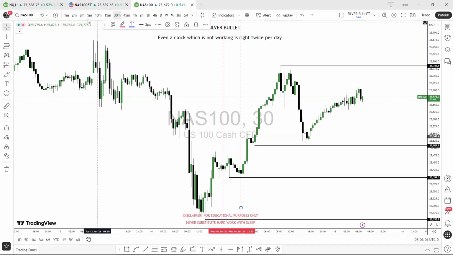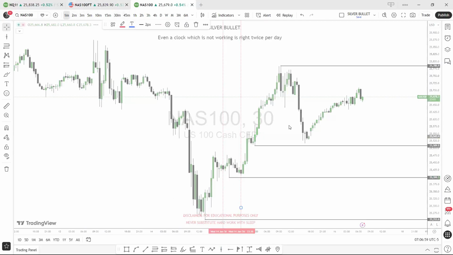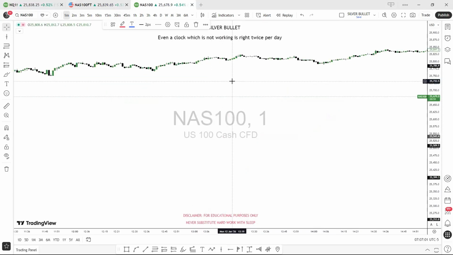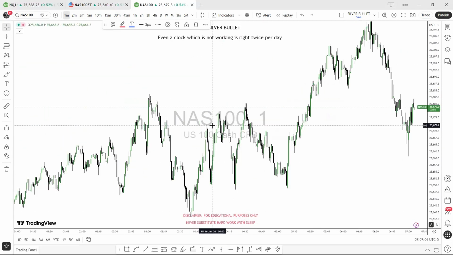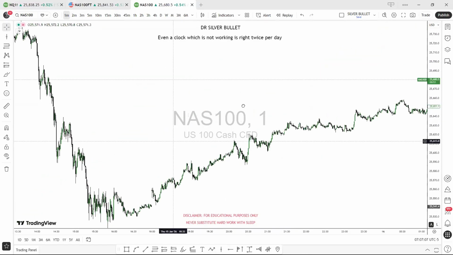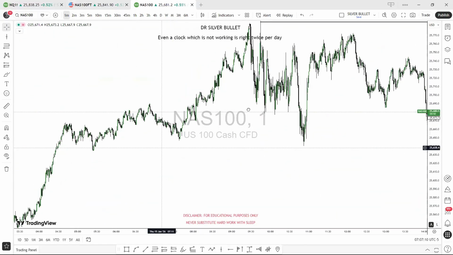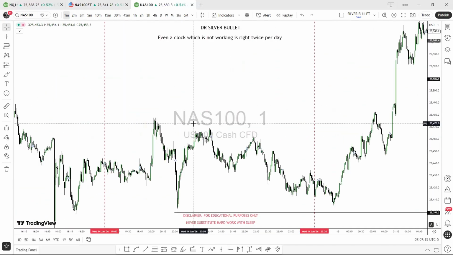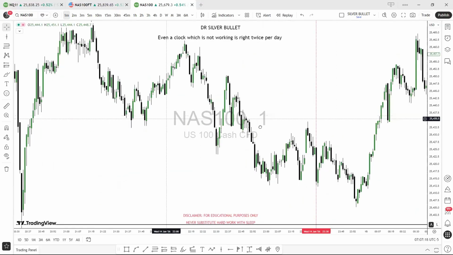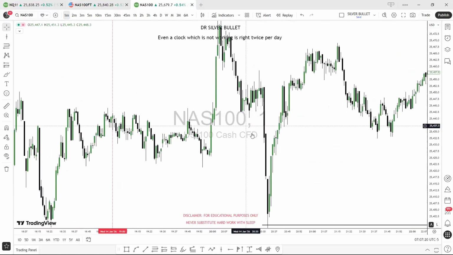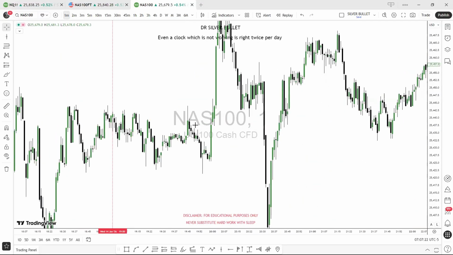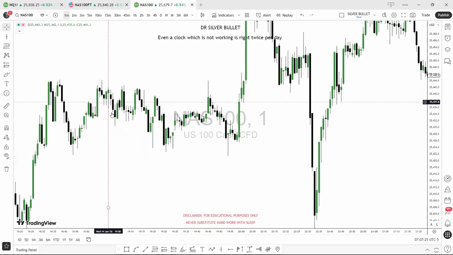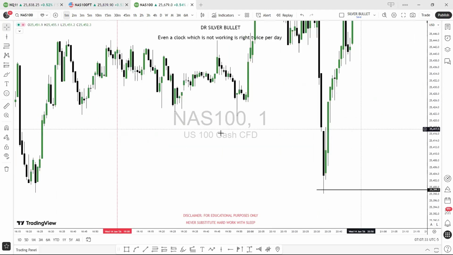So what are you going to use? You are going to use a lot of things to take an entry. The first thing you must look at is the liquidity sweep, then the shift in market structure. After that, what else are you going to use? You are going to use the first presented fair value gap after 1900 hours, which means anything which is first presented here, we are going to use it to enter our trades going to the upside.